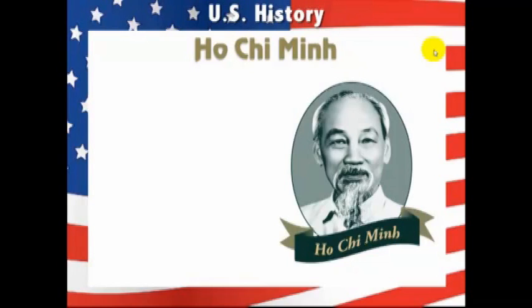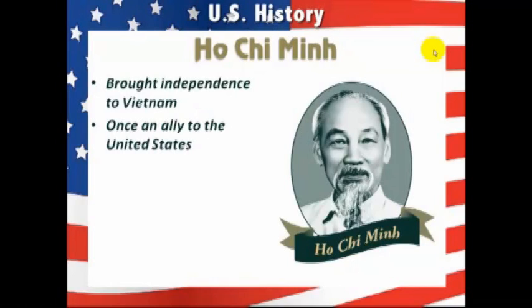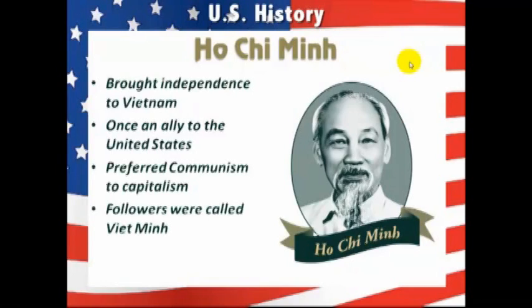And here we have Ho Chi Minh. He brought independence to Vietnam, was once an ally to the United States, and he preferred communism to capitalism. Now, most people recognize him as predominantly a Vietnamese nationalist first, communist second, but nonetheless, the fact that he was communist did become an issue as we moved into the Cold War years. And his followers were called the Viet Minh.